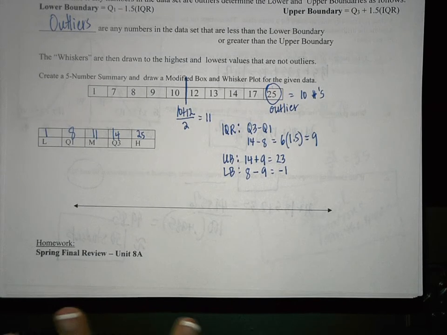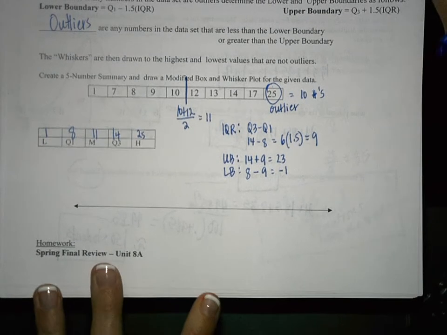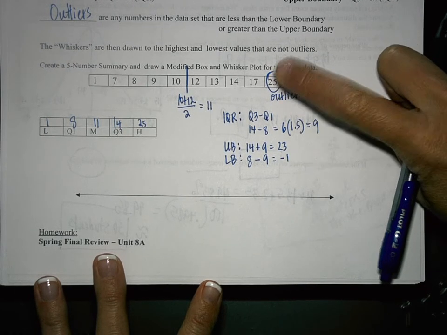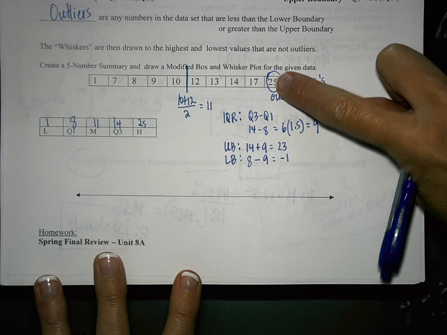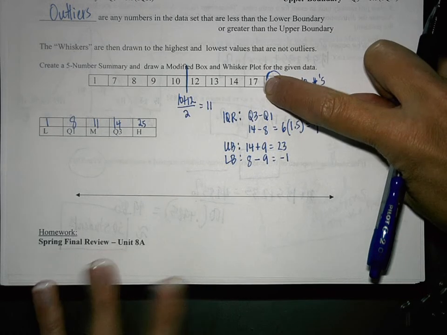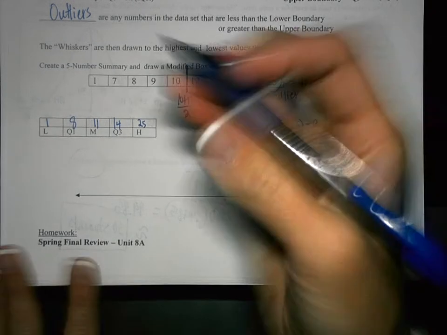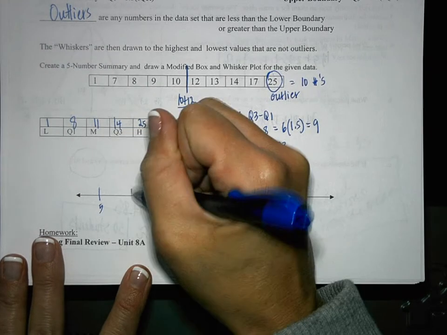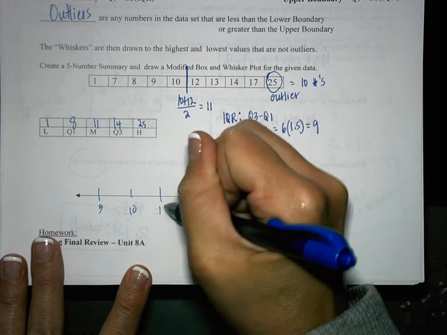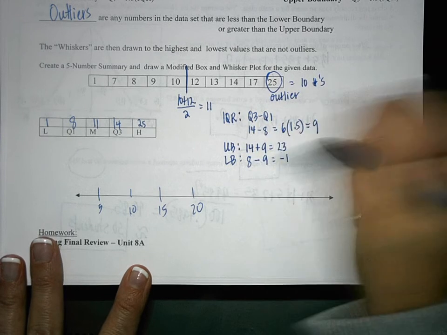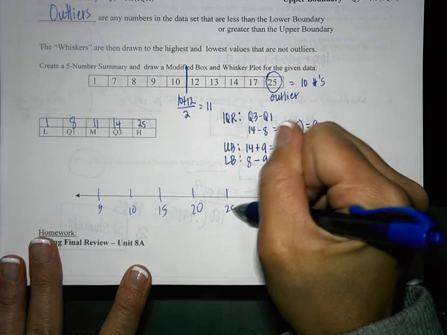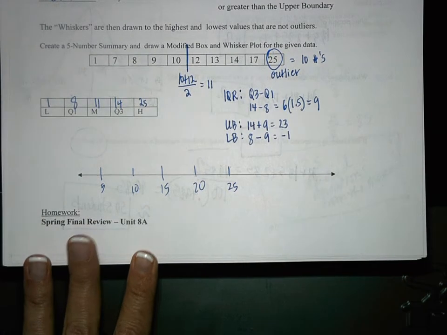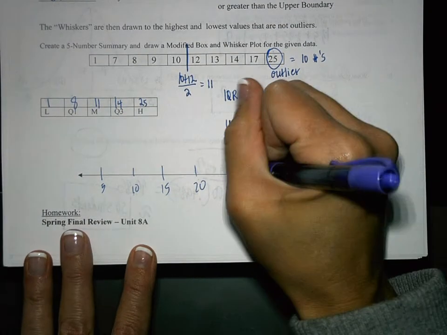All right, so now we're going to create our box and whisker. When you're creating your box and whisker, if you have an outlier, you're just going to put an X there, and you wouldn't take the whisker to that value. You would take your whisker to the next highest value or the next lowest value. Okay, so I'm going to just mark this by 5s. Okay, so this is 5, 10, 15, 20, 25. Okay, so 25 is an outlier. We're going to make an X there for 25.